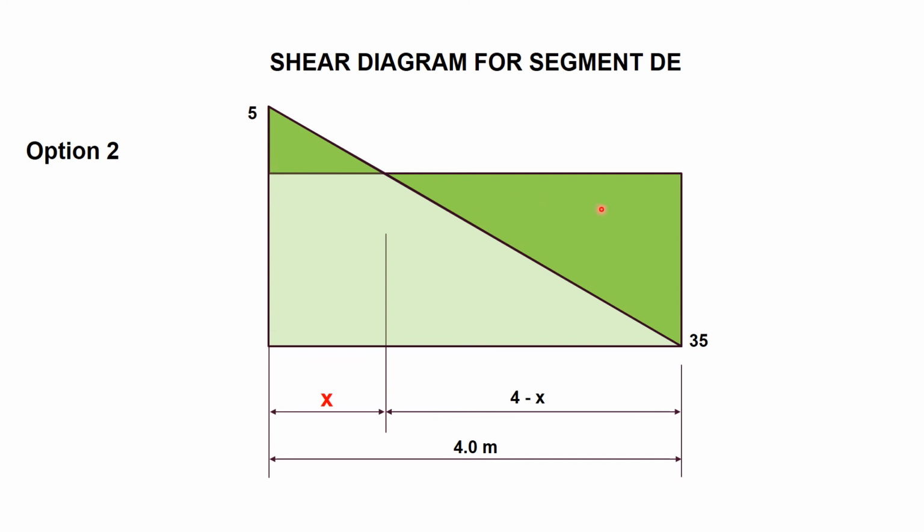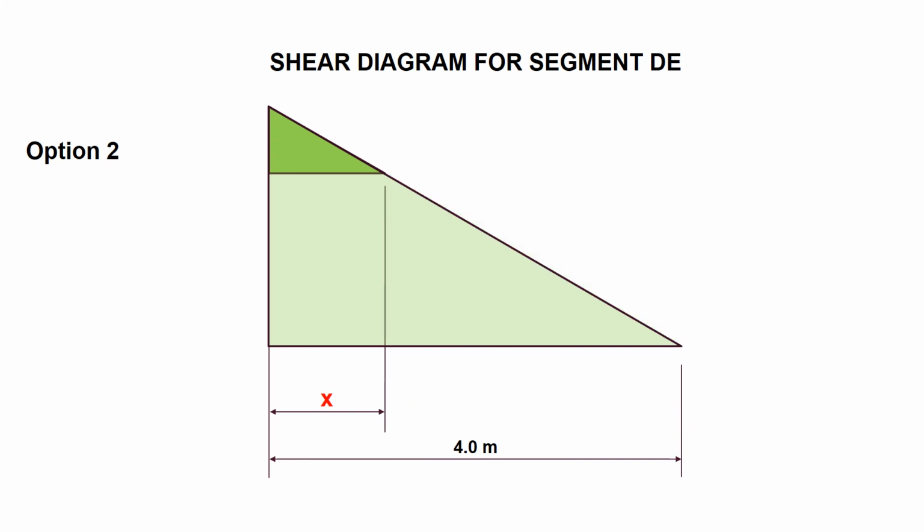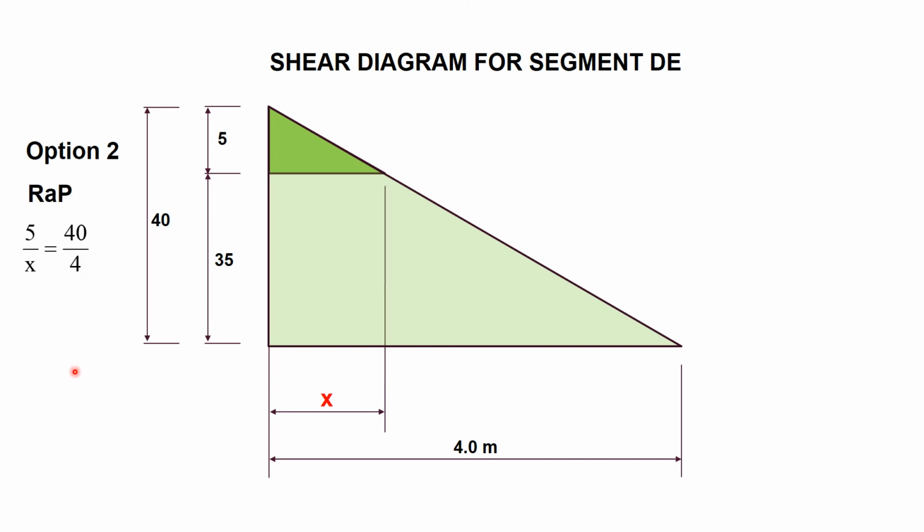So, I will remove this now. So, ito na yung triangle natin. At ito yung 5, ito yung 35. So, if you will get the total height of this triangle, it will be 40. And for the ratio and proportion, so you can do it this way. 5 is to x as 40 is to 4.